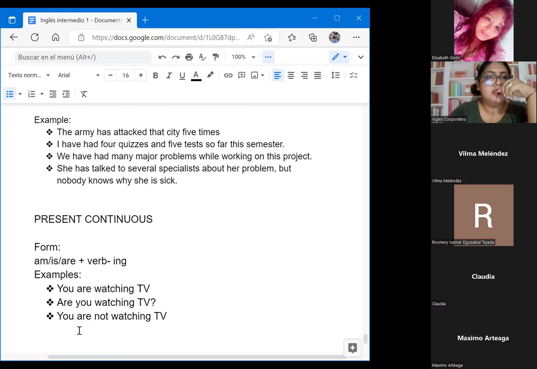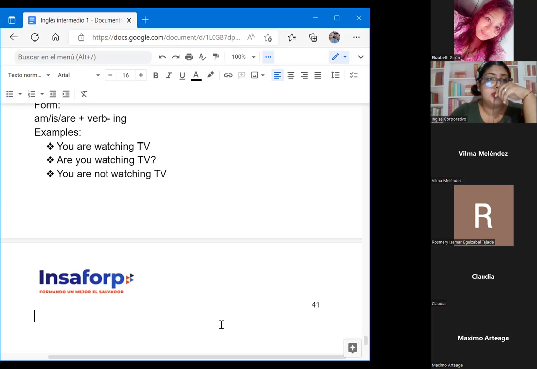So for this tense, we know that we are going to use verbs with the ing form. So for that reason, we call it continuous. So in that case, we are going to have a very simple structure. And in this case, you're going to use the subject, then the verb to be, depending on the subject that you are using, then the verb with the ing form and the complement for this kind of sentence.